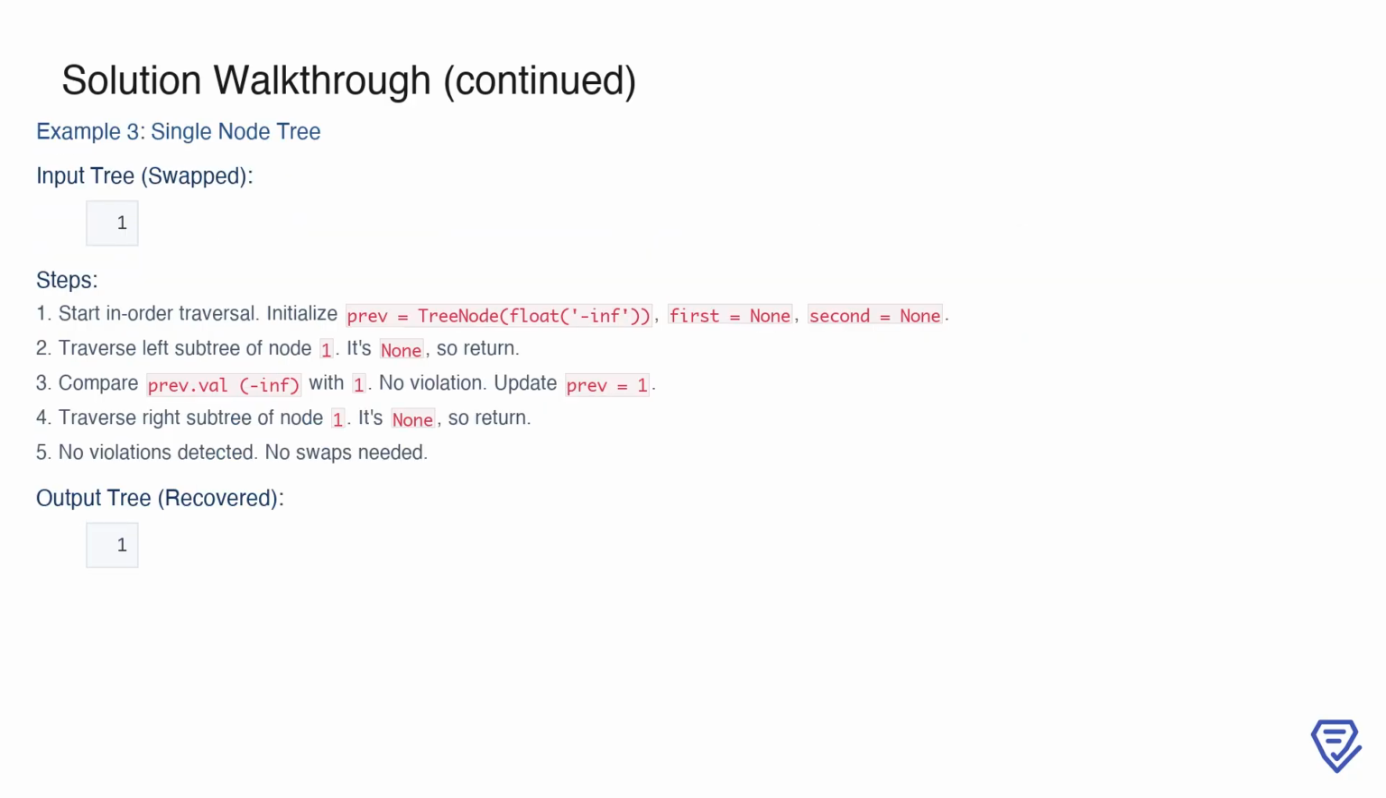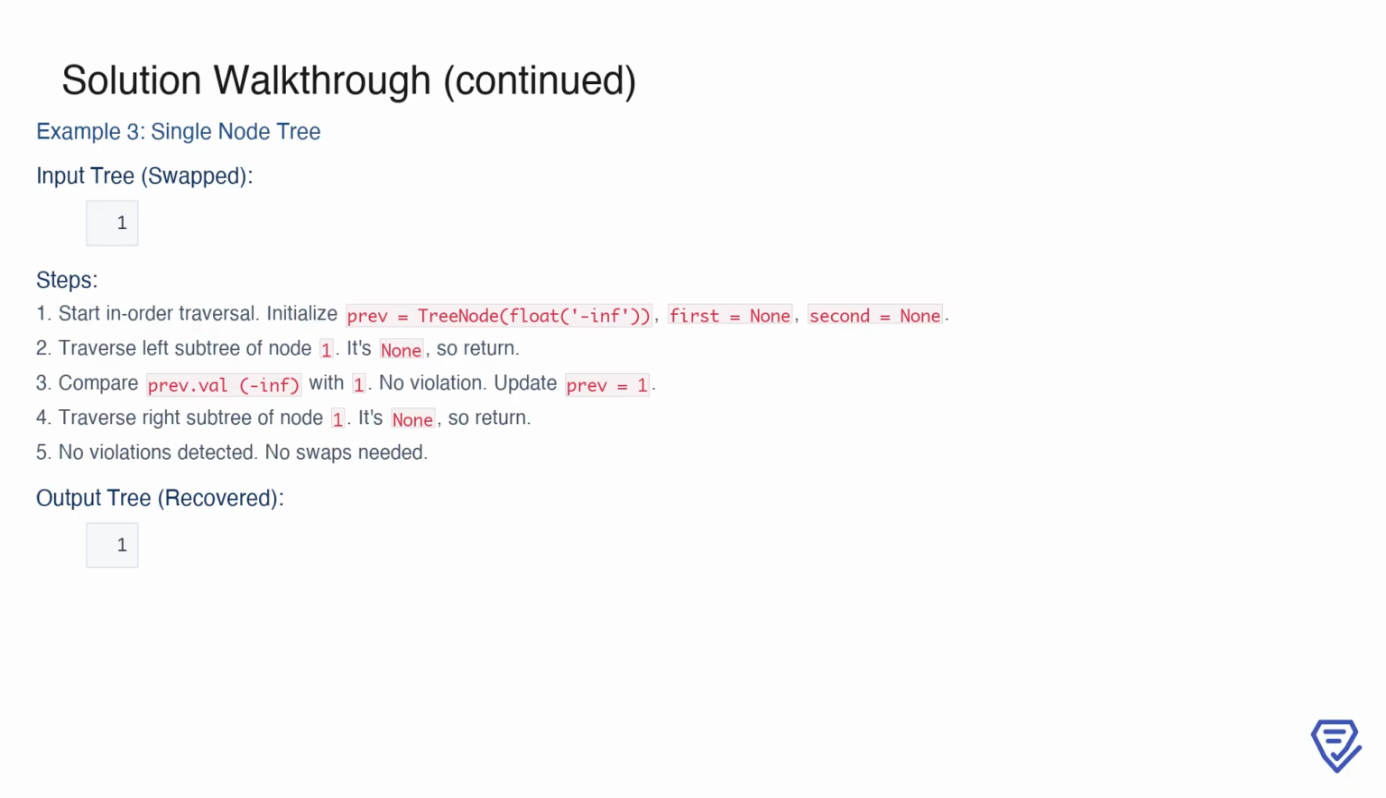In the third example, we have the simplest case, a single node tree. The input tree contains just the node with value 1, so there's nothing to swap. Starting the in-order traversal, we initialize previous, first, and second as before. Since the left subtree of the node is none, we return and compare prevval with 1. There's no violation, so we update previous to 1.